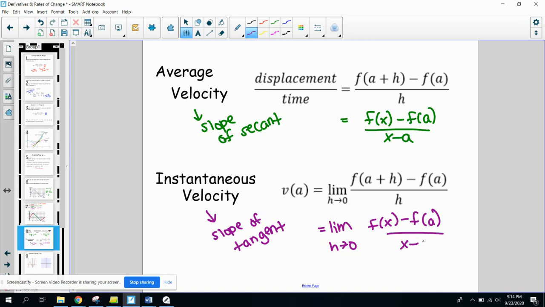over x minus a. Okay, so don't get caught up with all the different equations right now. They all mean the same thing. When we get into the next lesson with this, hopefully it will make more sense, but for right now, just being able to identify them is helpful.